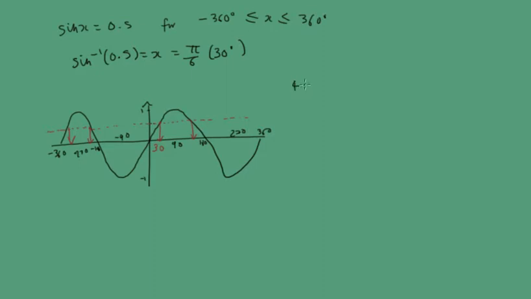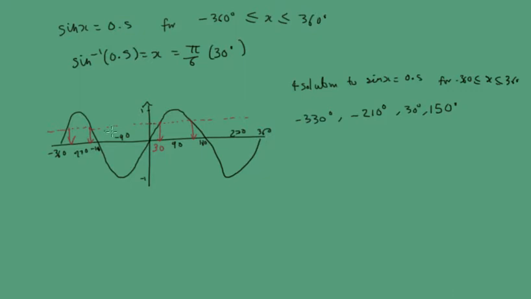We actually have 4 solutions to sine x equals a half between minus 360 and 360. And the solutions will be minus 330 degrees, minus 210 degrees, 30 degrees, and 150 degrees.